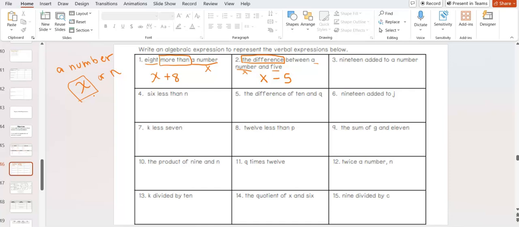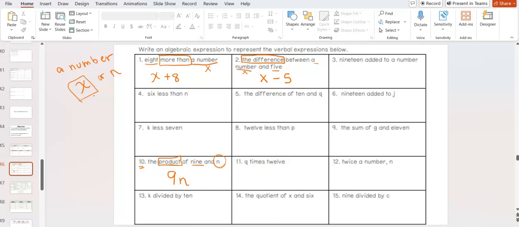Let's skip down to number 10. The product of 9 and n. Ooh, if they ever give you the variable, use that variable. If they just say a number, you can use whatever you want. But if they give you the variable, use that variable because it could relate to something specific, like maybe n for narwhals. I don't know, but you want to keep that letter, right? So the product of 9 and n. Product means multiplication, so I'm going to do 9 times n, 9n.